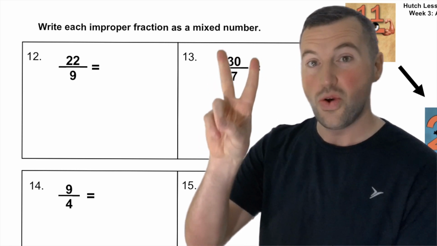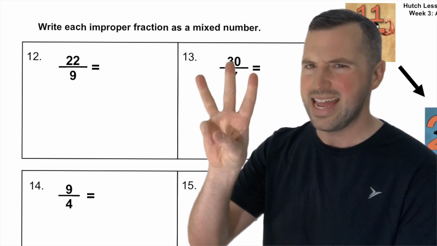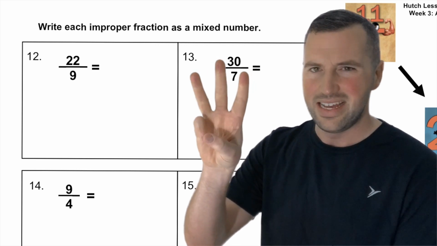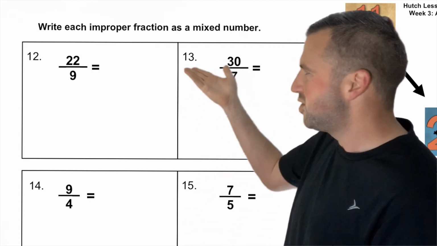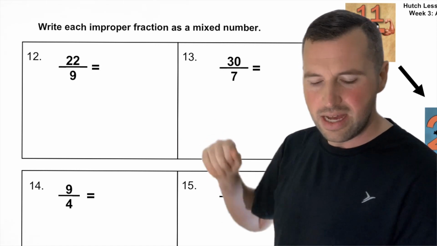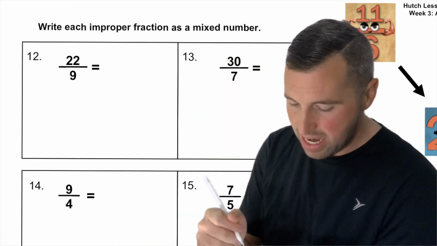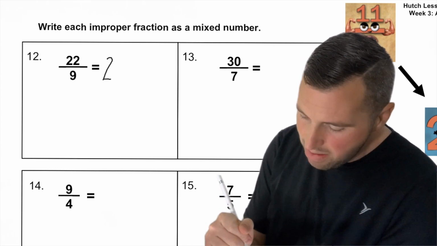18/9, that's 2 wholes. And then I know that I can't do another 9. 9, 18, I know I can't do 27 because I only have 22/9. So 9, 18, so that's 2 wholes. So right away I write down my 2 wholes, but look how I write them.